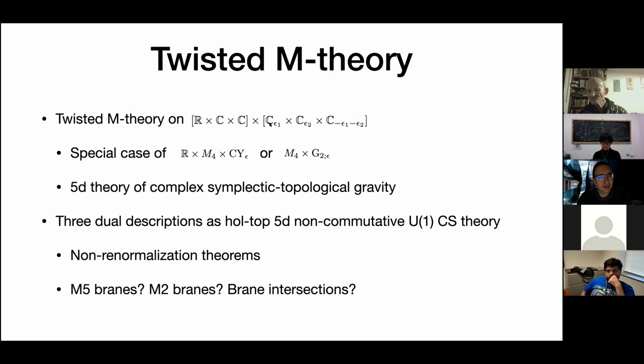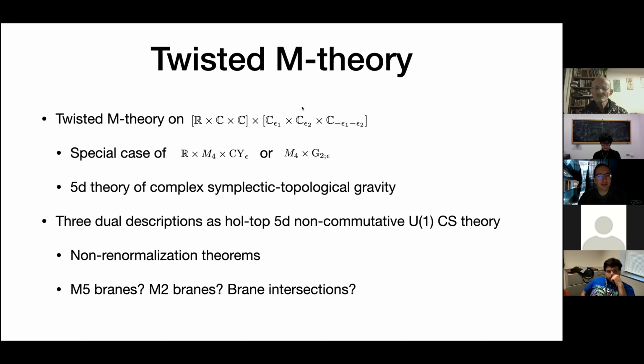Do you see my mouse? You do, right? Which rotates these three planes by an amount epsilon 1, epsilon 2, and minus epsilon 1, minus epsilon 2, so that it preserves the Calabi-Yau three-form. And I use this isometry to omega deform. And as a result, the 11-dimensional theory is sort of reduced down to a five-dimensional theory. And locally, the geometry looks like R times two complex directions.